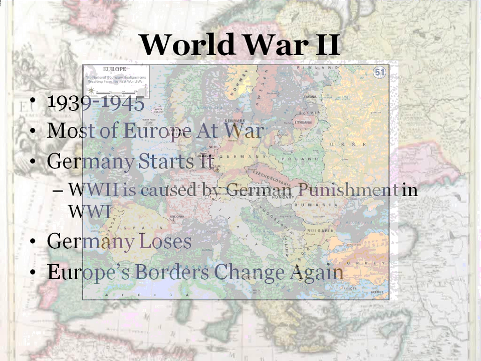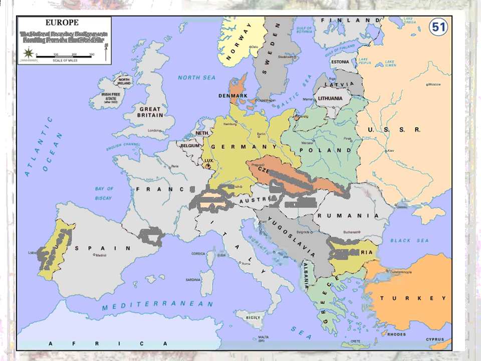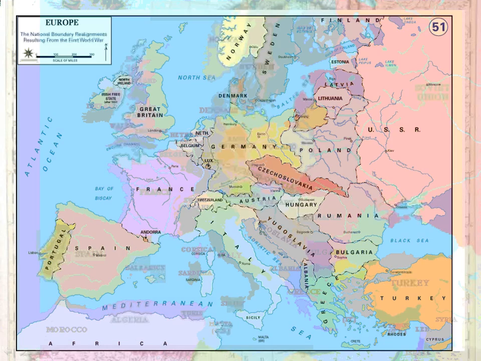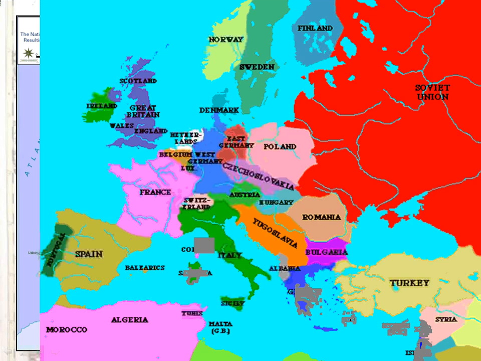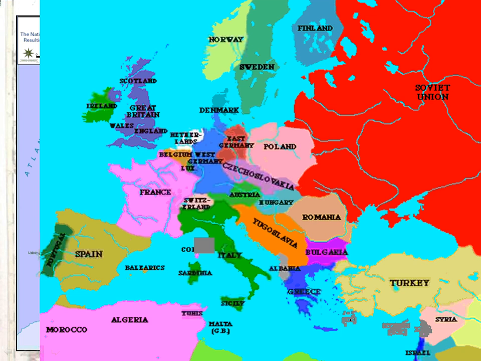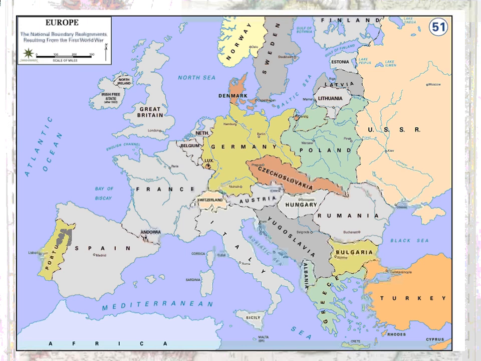Here's a map before World War II. Pay special attention over here along the border with the Soviet Union or the USSR. Estonia, Latvia, Lithuania, Poland. Pay special attention to that region as I change the map. Poland got a little smaller and got shifted, but notice what happens to Estonia, Latvia, Lithuania.